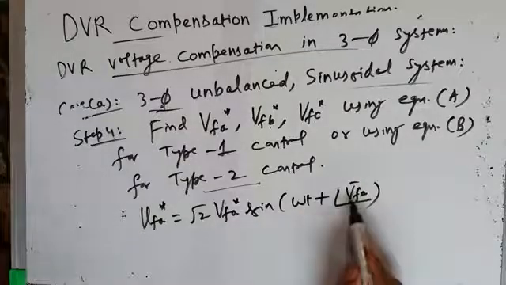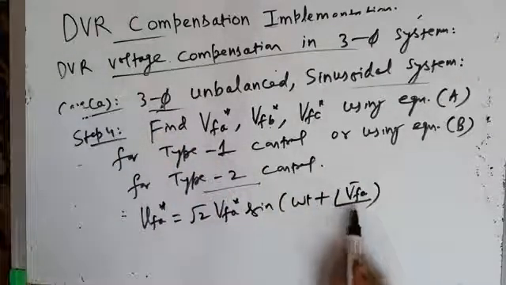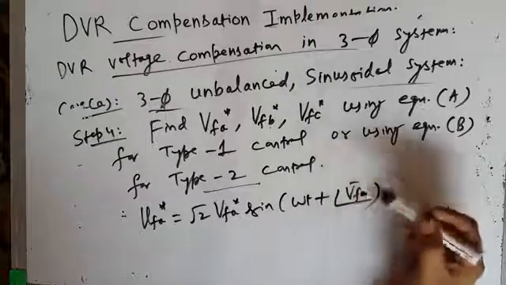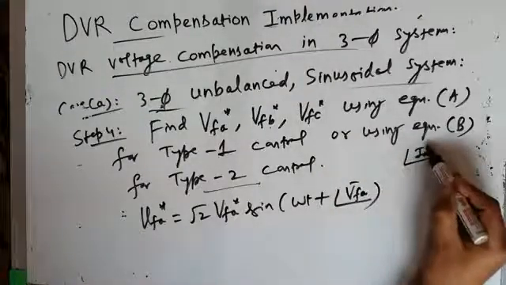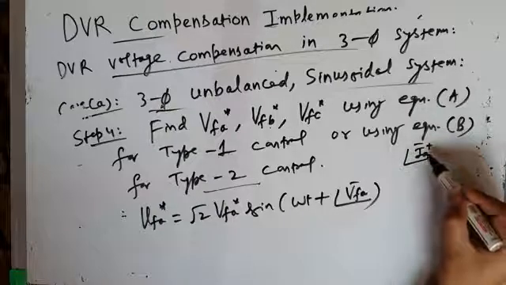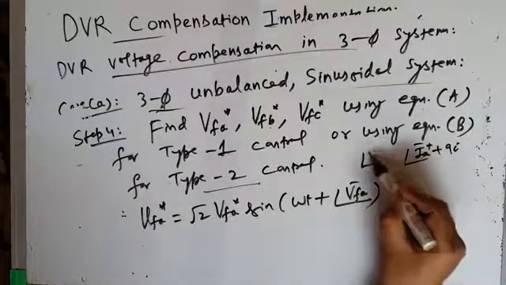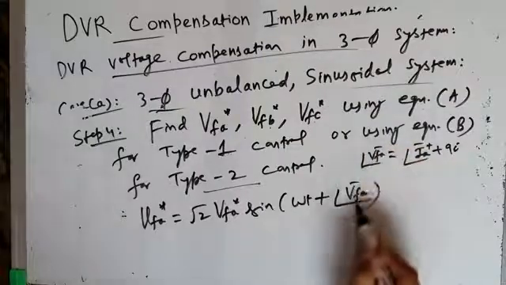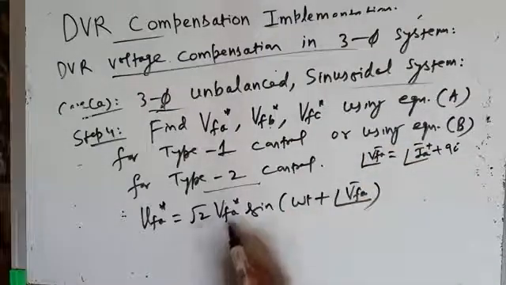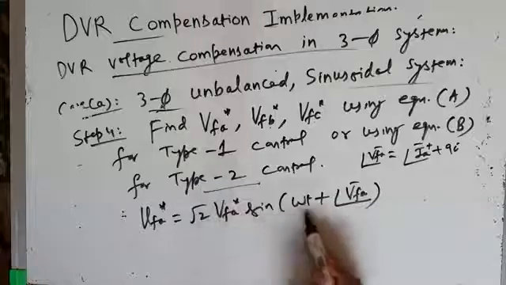Okay, phase angle of VFA you found in step 3: the phase angle of the positive sequence component of phase A current IA plus was known to you, you shifted that by 90 degrees and that will be angle of VFA. Substitute that here. It will not be root 2 VFA sin omega t, it will be root 2 VFA sin of omega t plus this.